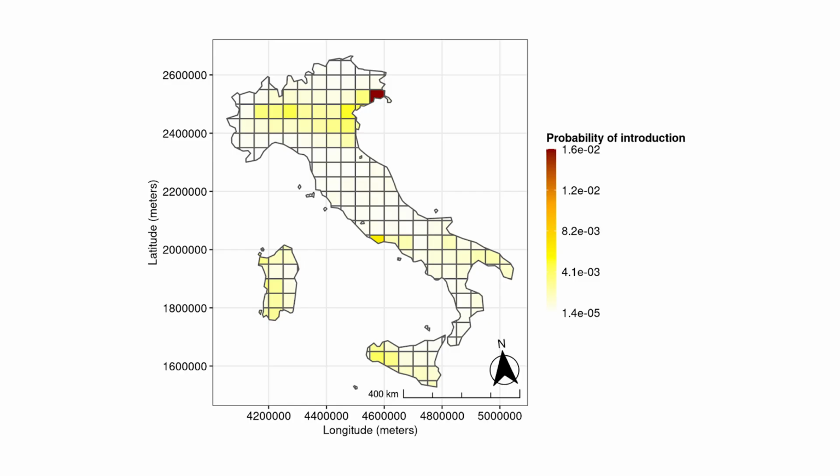Every week, a report showing the model output is produced. This report consists of a 50 by 50 kilometer grid cell map of the country. Each grid cell is colored according to the probability that at least one infected wild bird enters it.